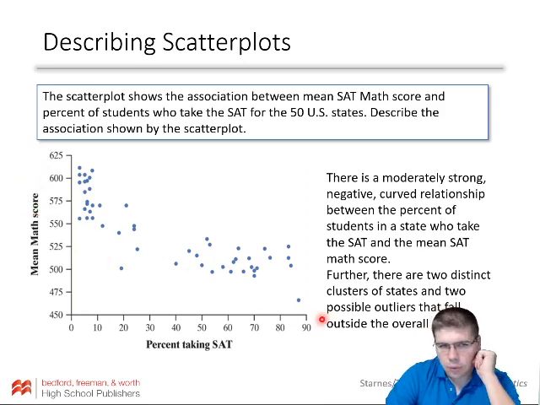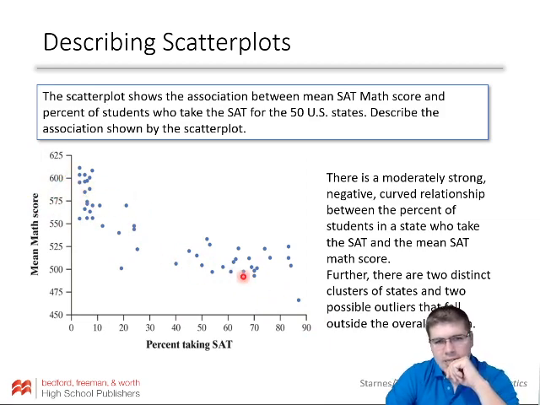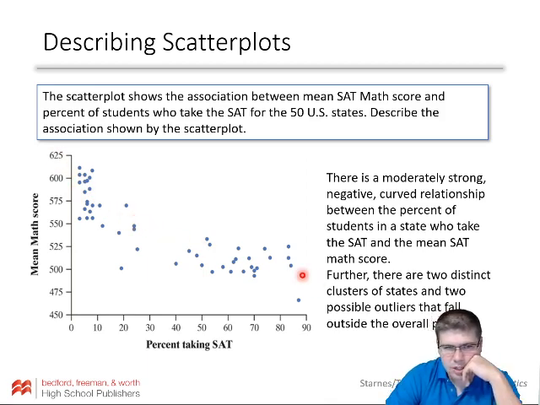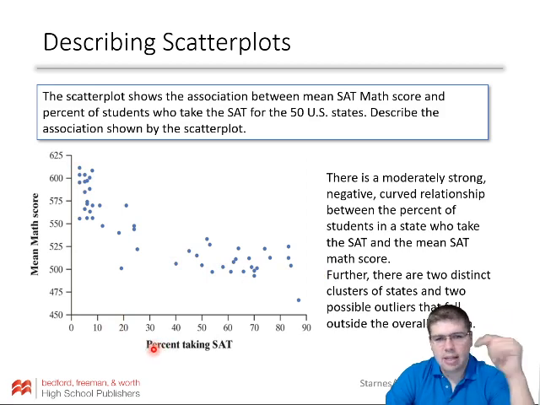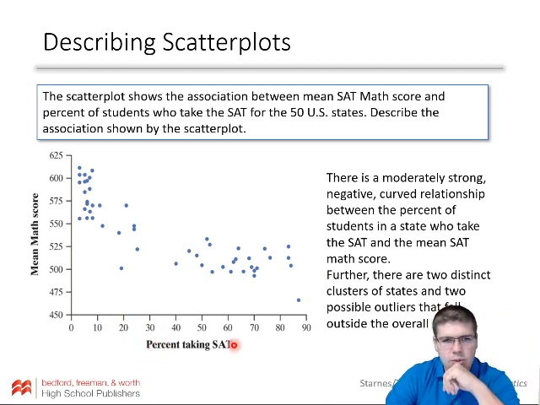Negative, it's going down. We see that higher values of x go with lower values of y. So it's negative, and realize it doesn't have to be linear to be negative. You can have a curved and negative relationship, and that's kind of what's going on here. They see a bit of a curved relationship. It's not much, and we'll look at how you can make that even more clear, but they are seeing a bit of a curved negative relationship between, and then they get the context in there, percent of students in the state who take the SAT and the mean SAT math score.